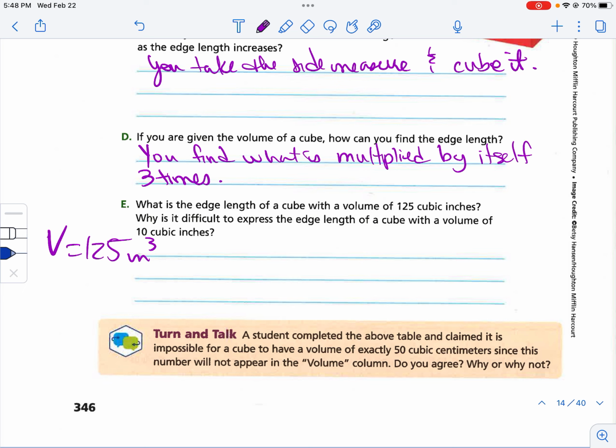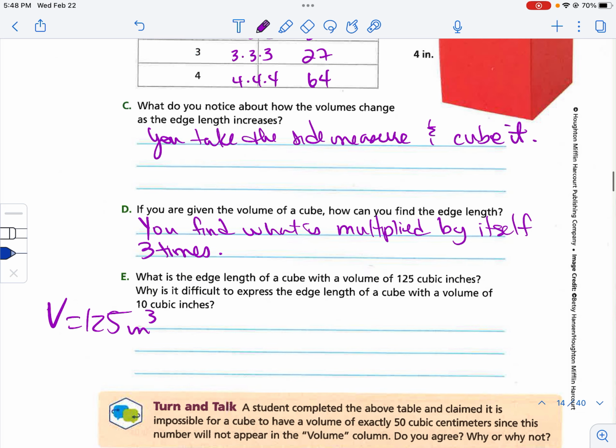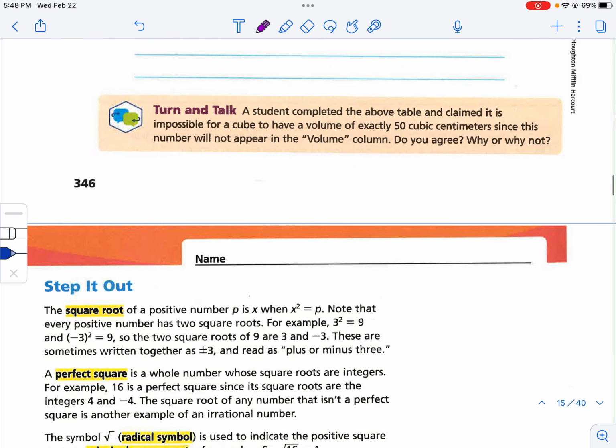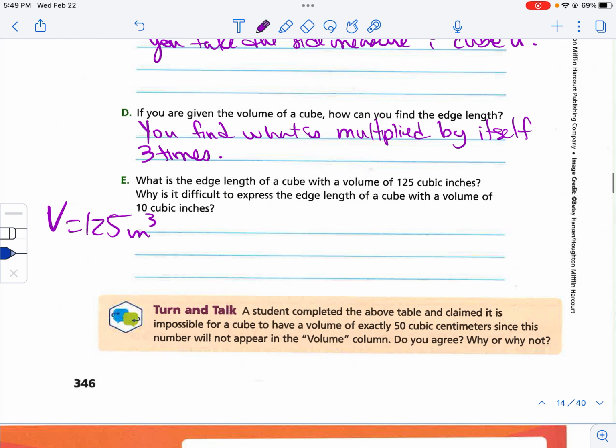Okay, so we have to find. So we know that 4 cubed is 64. So what's 5 cubed? 5 times 5 times 5. 5 times 5 is 25. 25 times 5 is 125. Oh, that's easy. So this is the same thing as 5 times 5 times 5. So that means the side length is equal to 5 inches.